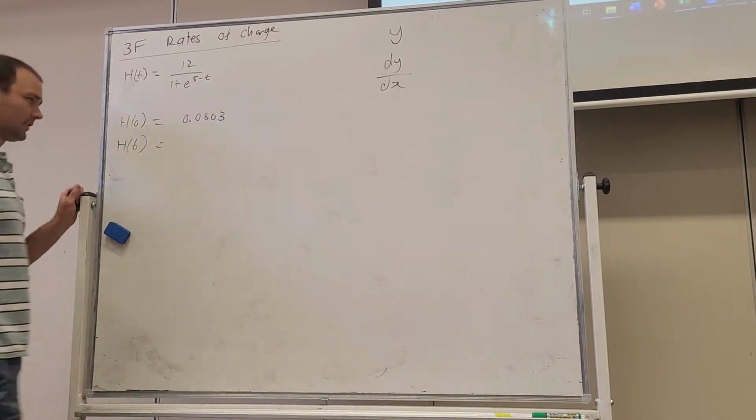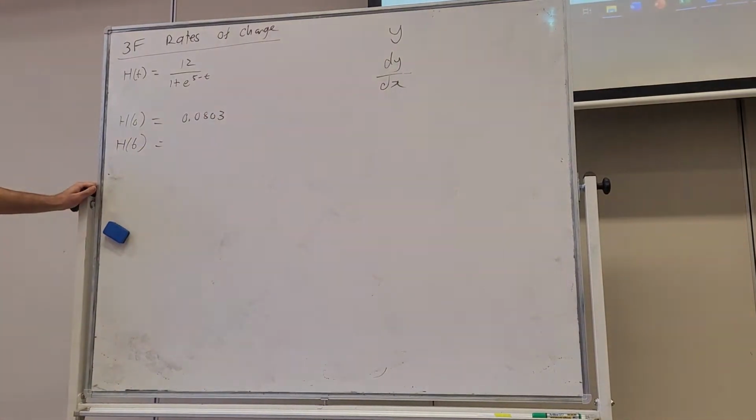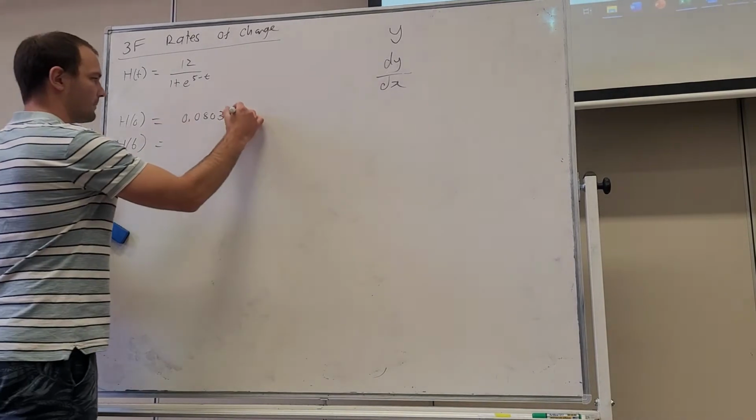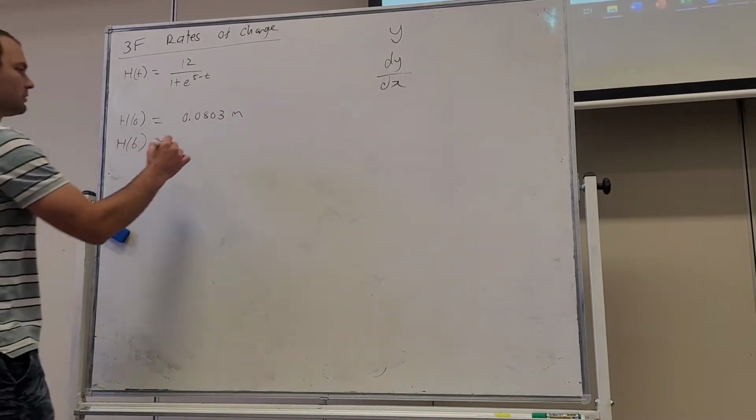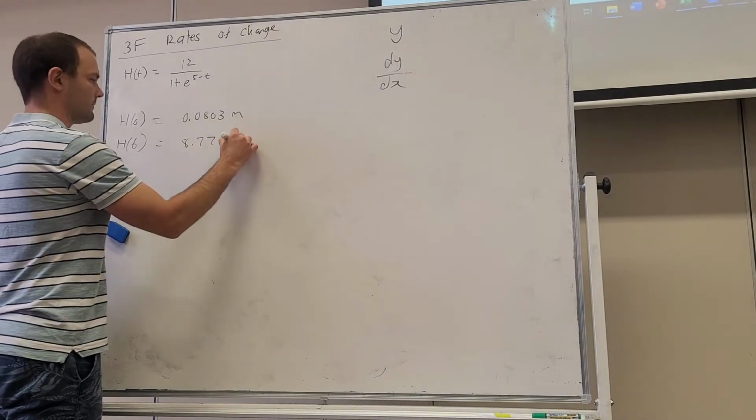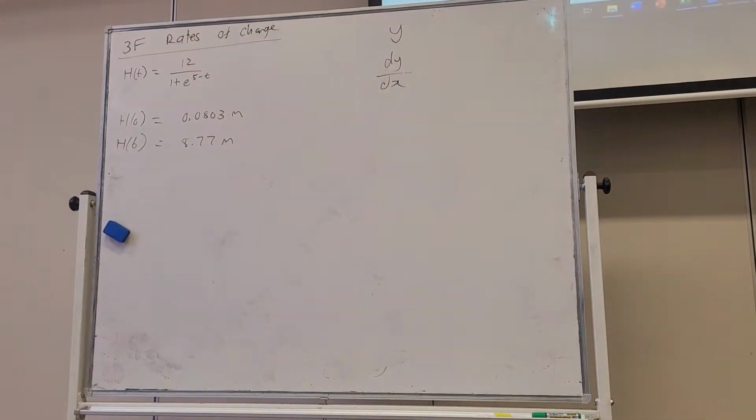0.8031, so to 3 significant figures, that's 0.0803, and that's meters. And then after 6 years, we'll just press 6, 8.772, so 8.77 meters.